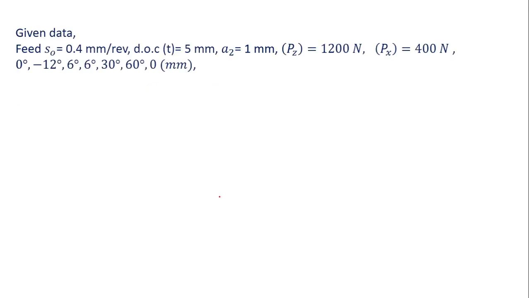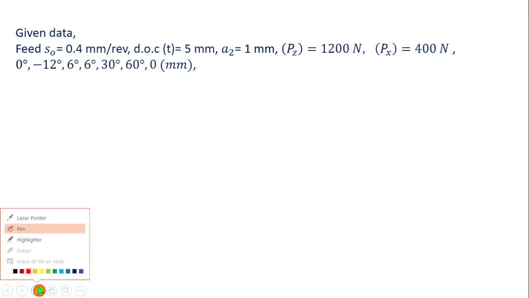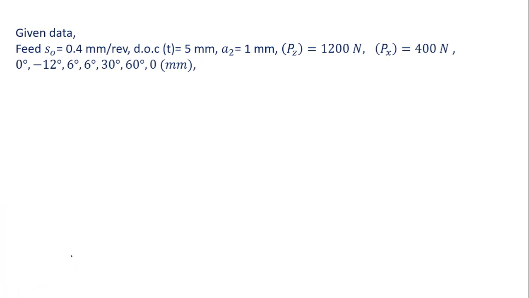First let me write the points present in the given data of that question. First, the feed S0 is given as 0.4 millimeter per revolution. Depth of cut is also given, chip thickness is also given, the tangential force and axial force are given, and the tool geometry is given.